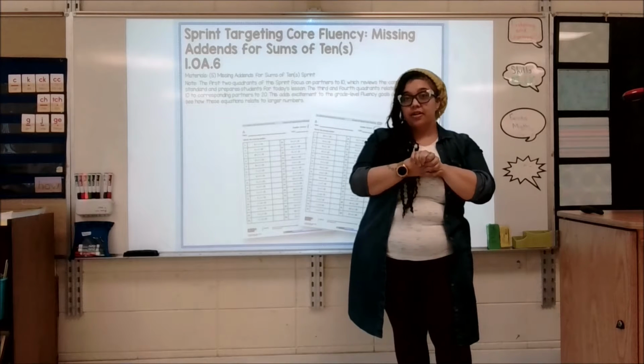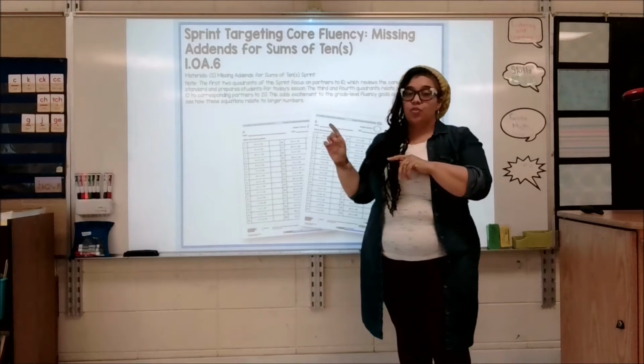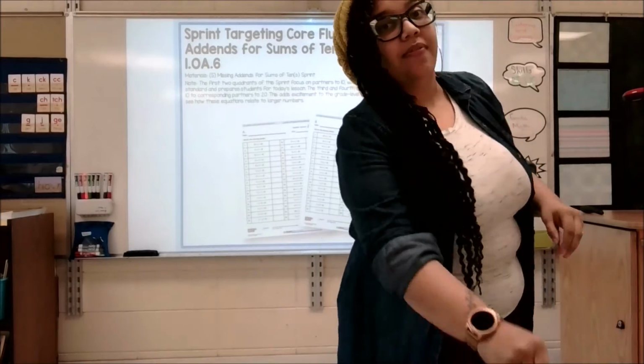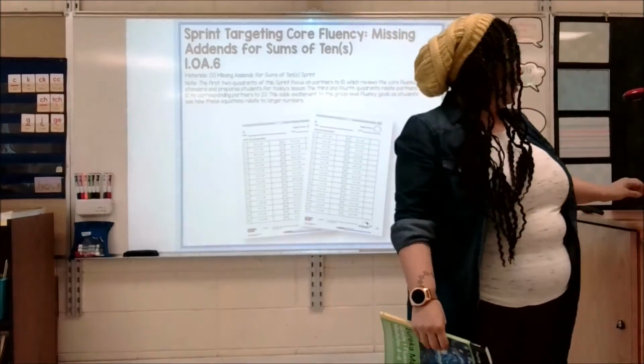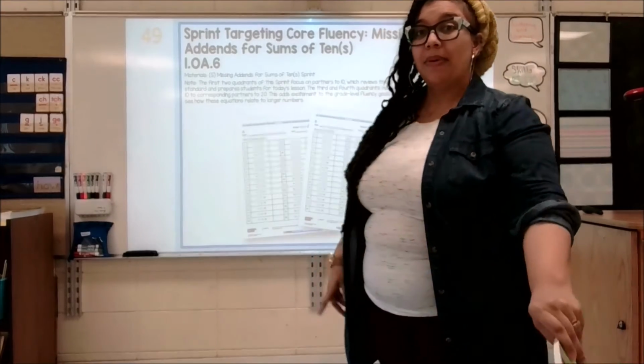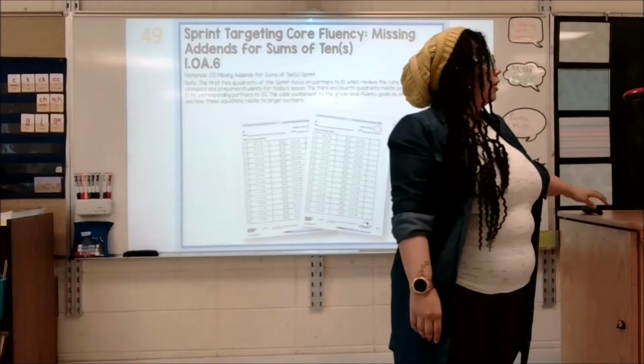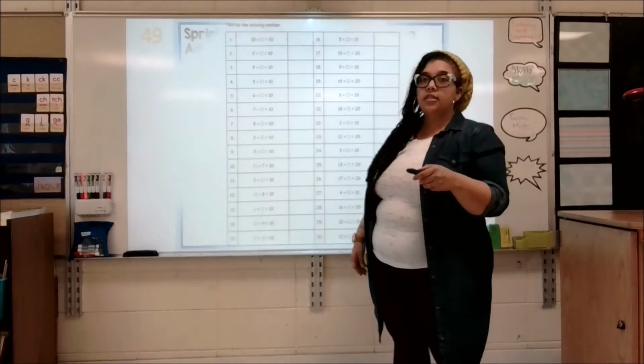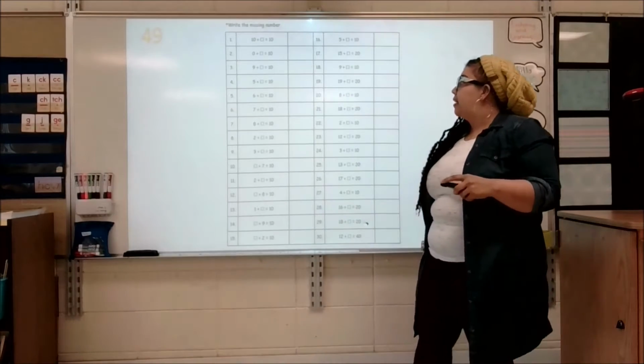We are ready to get started. And today that means we have a sprint, which can be found in our fluency practice book on page number 49. So your Starry Night book, page number 49. It looks just like this. And we're going to be writing the missing number.